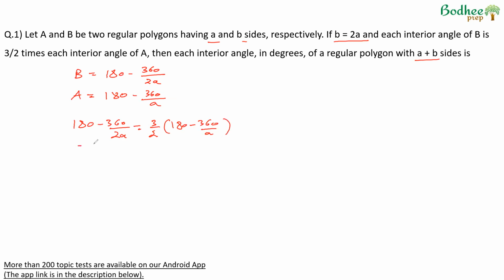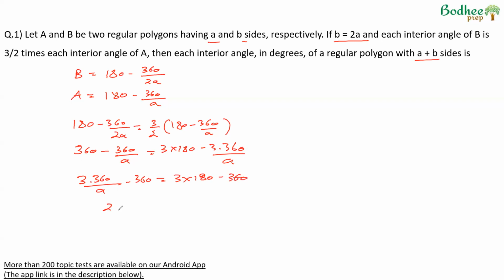So this becomes, cross multiplying, 360 minus 360 by A is equal to 3 into 180 minus 3 into 360 by A. So this goes here, 3 into 360 by A minus 360 by A is equal to 3 into 180, which is 540, minus 360. This becomes 2 into 360 by A is equal to 540 minus 360, that is 180. So A comes out to 4, which means B is equal to 8.